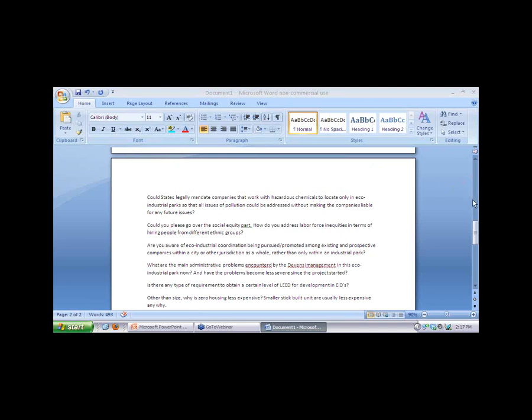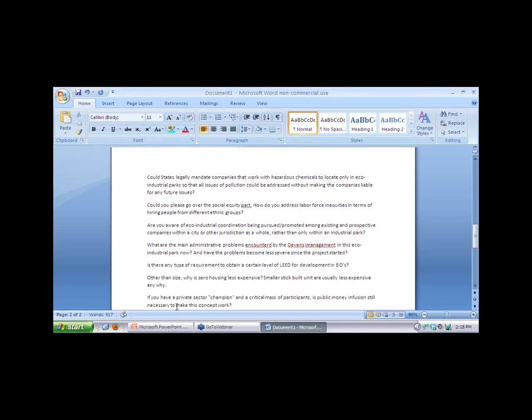Another question is, is there any type of requirement to obtain a level of LEED for development in an eco-industrial park? No, not within ours, but there is within some of the other parks around the country. There are parks that require that their members be ISO 14000 certified, which is the environmental quality assurance certification program. And we have a green building component of our EcoStar program, where you get points if you get LEED certified within the park.